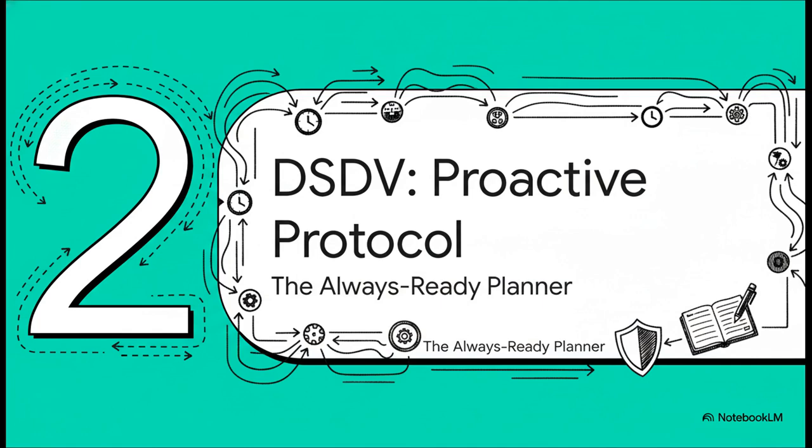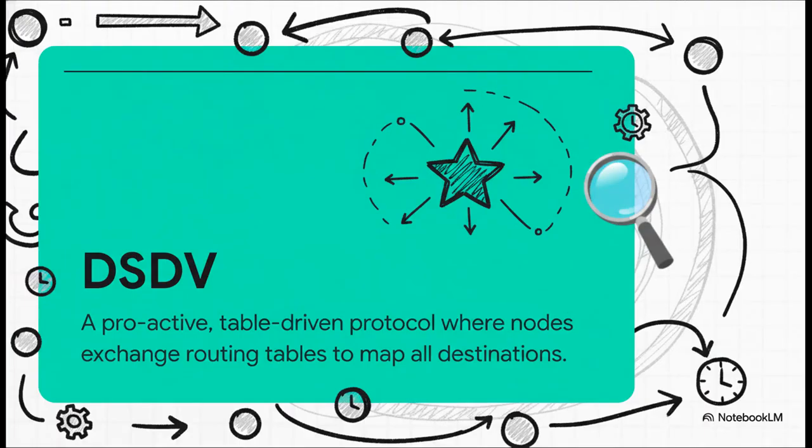Well, our first method is a protocol called DSDV, and I like to think of it as the always ready planner. This guy believes in being prepared for absolutely anything at any time. DSDV stands for Destination Sequenced Distance Vector, and the keyword here is proactive. What that means is that every single device in the network is constantly maintaining a complete map of, well, the entire network. It always knows the best and shortest path to every other device.